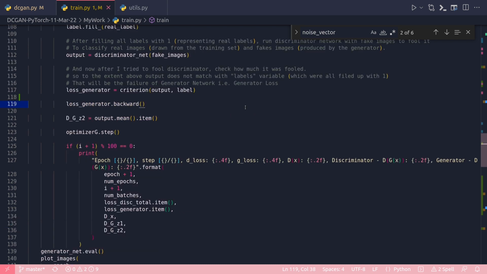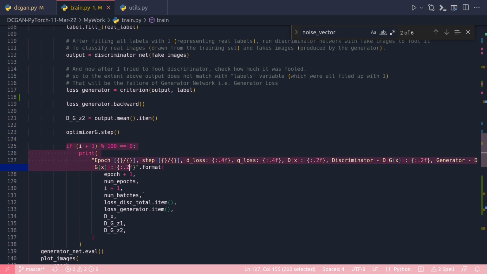And after the generator loss, I'm doing the back propagation with the backward method, and this line is just for logging purposes. And finally, optimizer G.step, and this is the optimizer for the generator network that I will pass as part of the arguments, and then the step method to update all the weights and move forward.